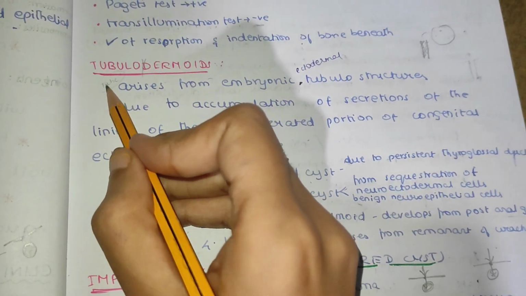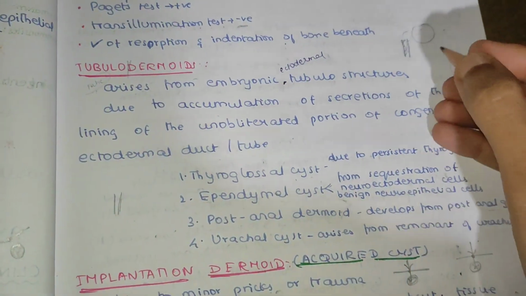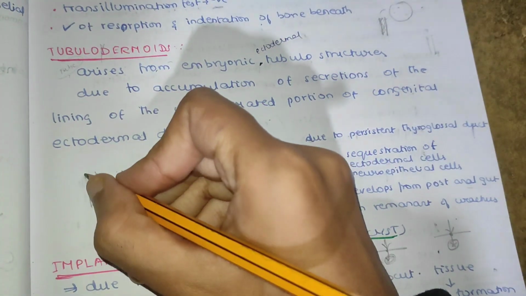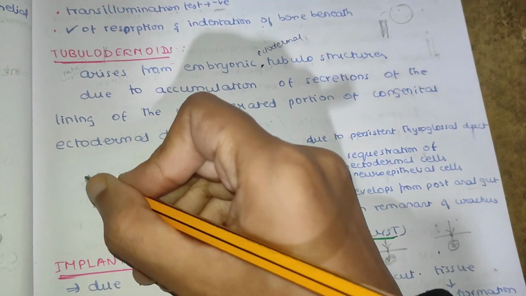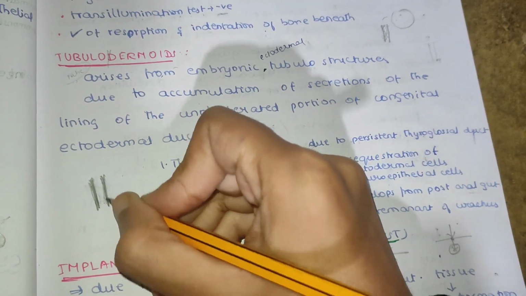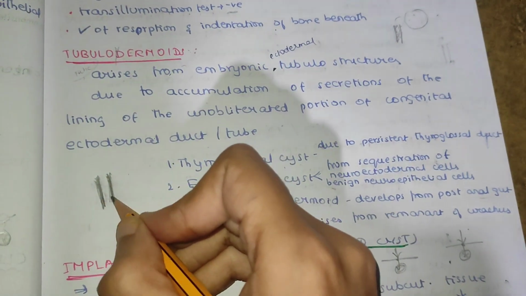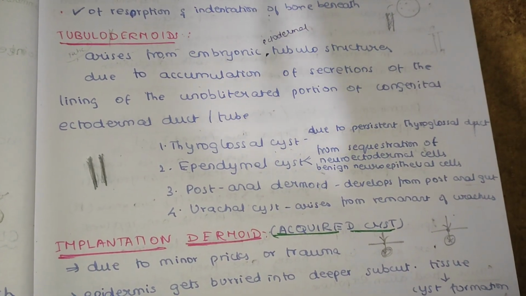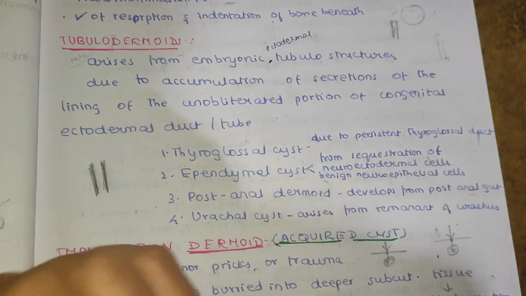Here it refers to an ectodermal tube. So the cause for the tubular dermoid is, consider this is a congenital ectodermal tube, and this tube after birth should get obliterated, in the sense it should get wiped off, but it does not get destroyed, and it is present as it is.